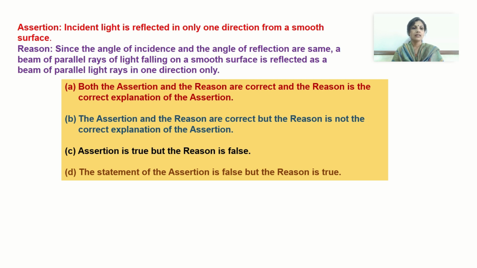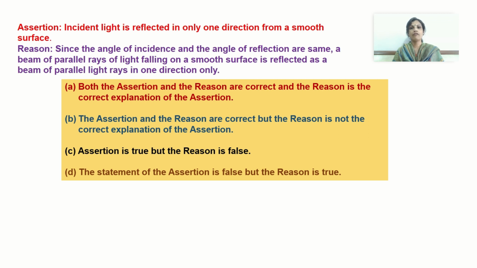The reason is, since the angle of incidence and angle of reflection are the same, a beam of parallel rays of light falling on a smooth surface is reflected as a beam of parallel light rays in one direction only. This is also absolutely correct, and this we have learned in standard 8th.